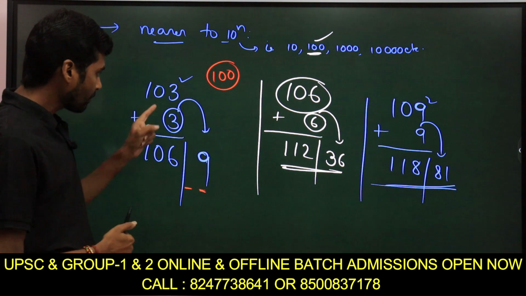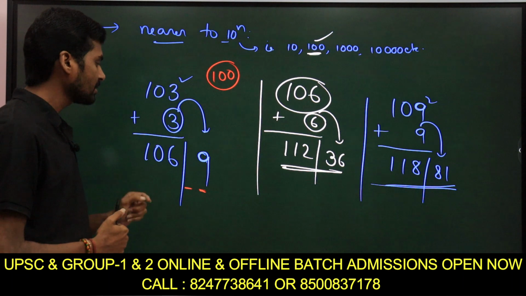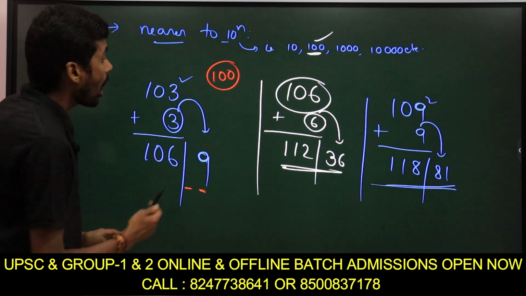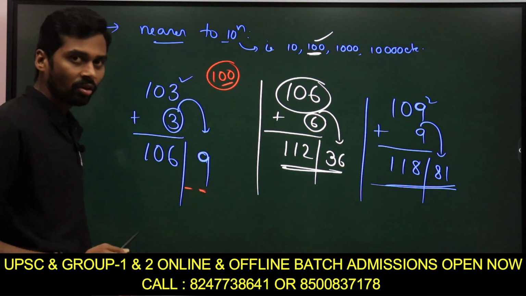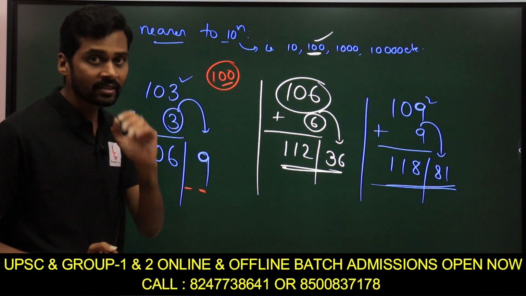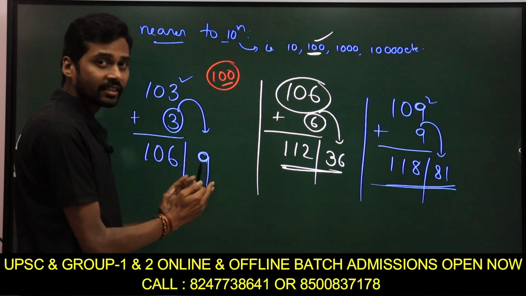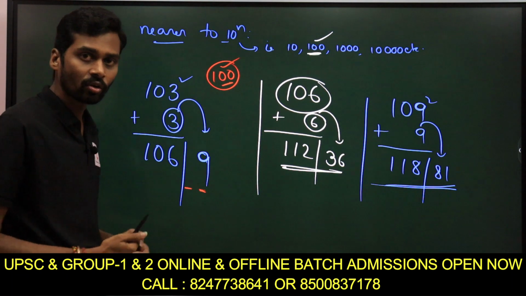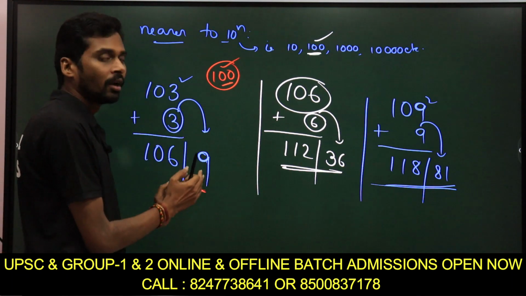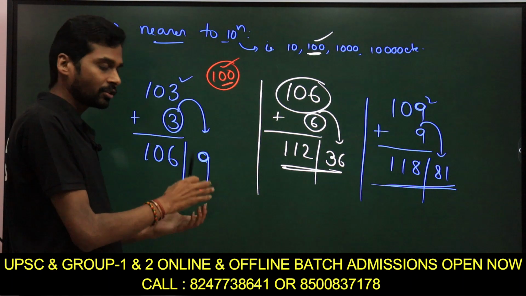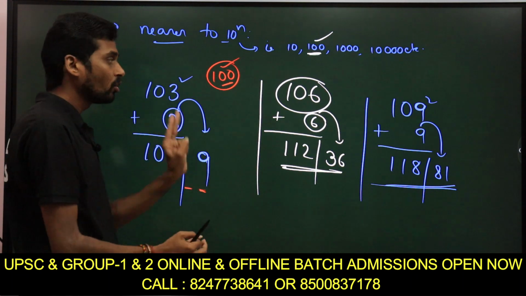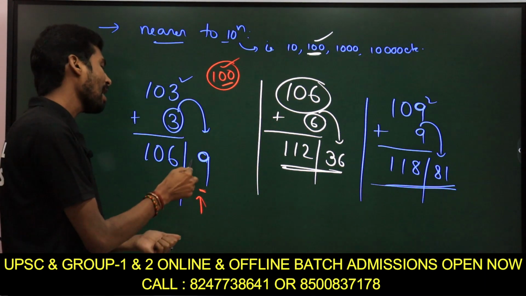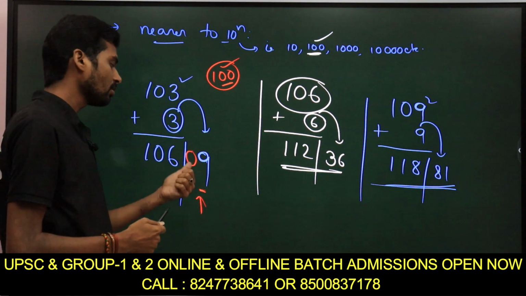Which means that here, suppose if I take this example, 103 plus 3 is 106, and 3 square means simply 9. The base value is 100. How many zeros do you have in the base value? 2 zeros, which means the number of digits in the right side must be 2. But I got only 1 digit, right? So that's why I had to put one more 0 before this number.